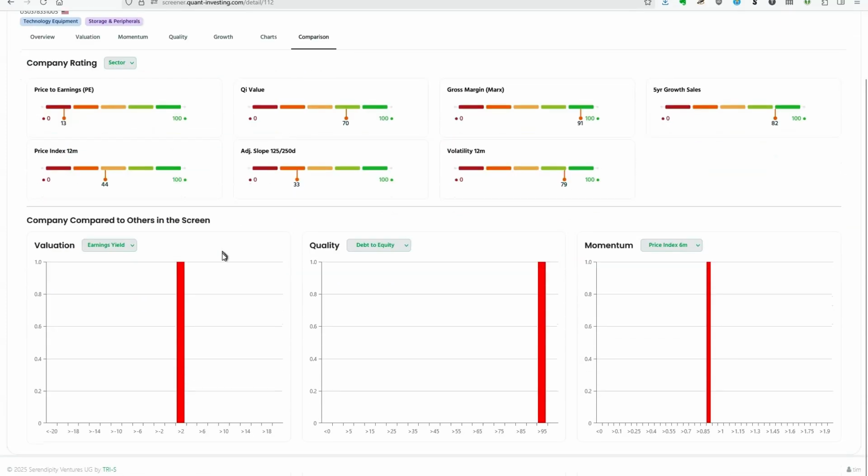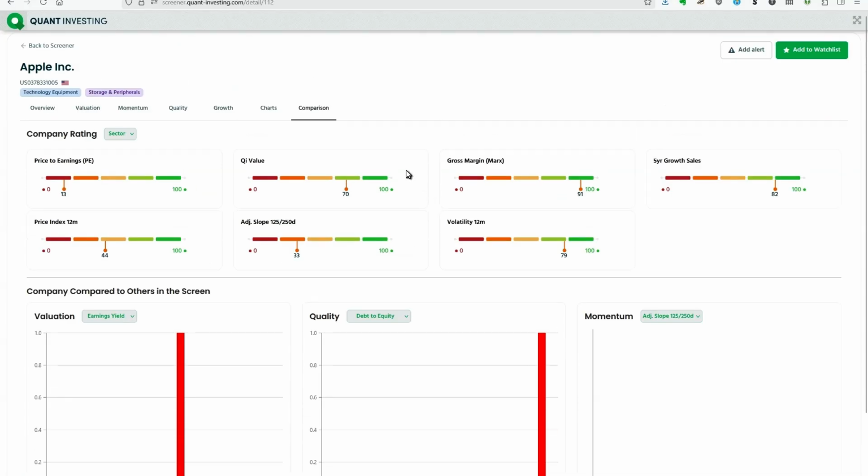You'll see there's more comparison charts over here. If you have a screen and you click on a company, it'll make the company itself red, and the other companies in the screen will all be shown on these charts here. So you can see where the company is in terms of earnings yield, debt to equity, or 6 months price momentum. And you can change these values. There's a few ones you can use.